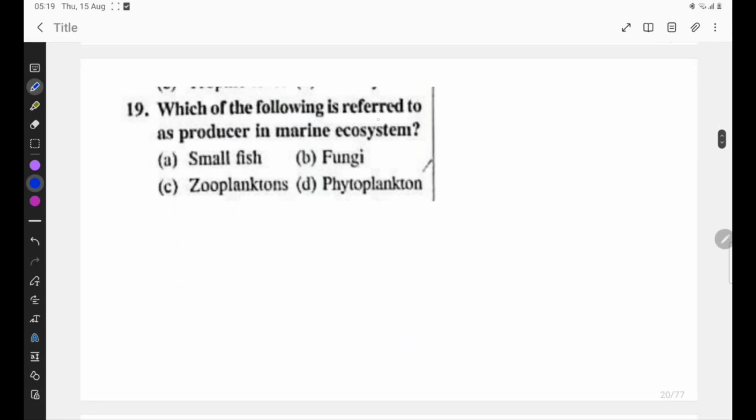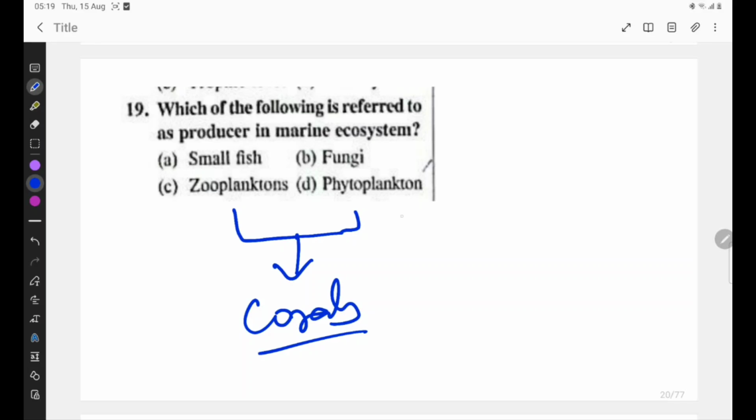Which of the following is referred to as the producer in the marine ecosystem? Small fishes, fungi or zooplanktons or phytoplanktons? See, zooplanktons and phytoplanktons both, when in symbiotic relationships, form corals, but the survival of zooplanktons is dependent on phytoplanktons. So the answer is phytoplanktons.